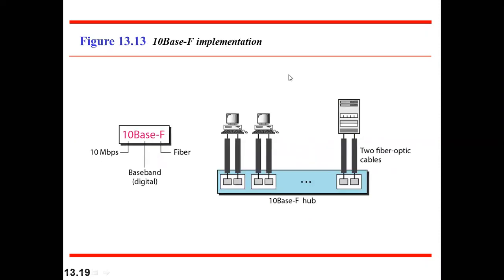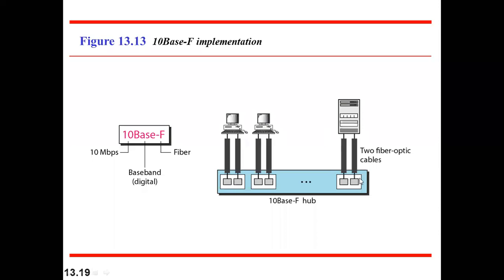Okay, the next one is the 10 Base F implementation. 10 Base F indicates fiber here. Instead of twisted cable, here we have a fiber. Fiber Ethernet. Although there are several types of optical fibers for 10 Mbps Ethernet, the most common is called 10 Base F. This also uses a star topology. You can observe here, this particular section also uses star topology to connect the station to the hub.